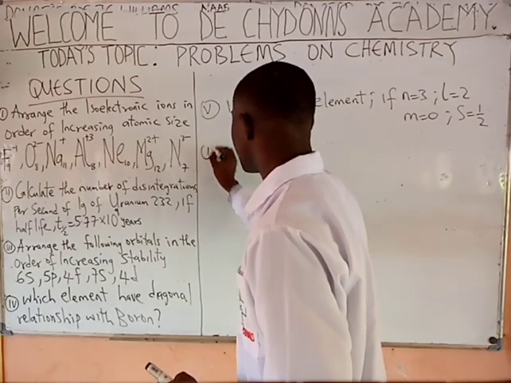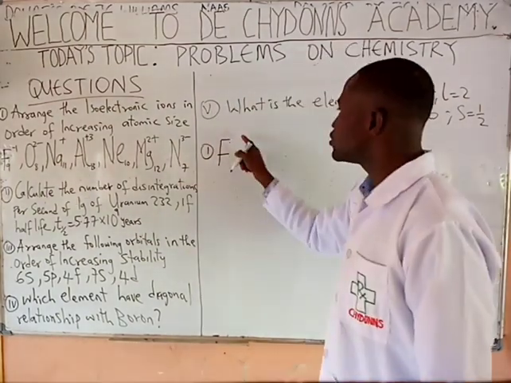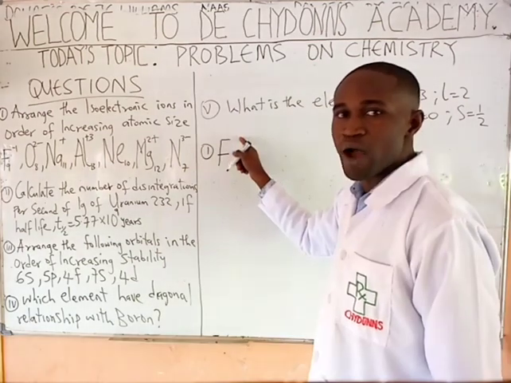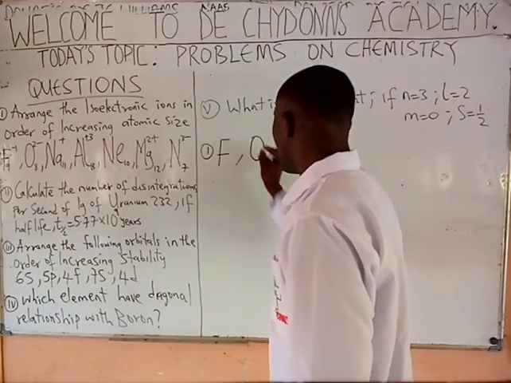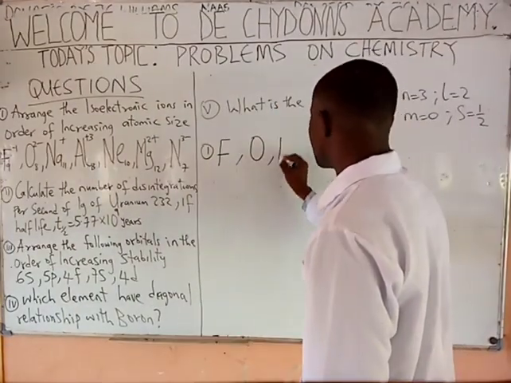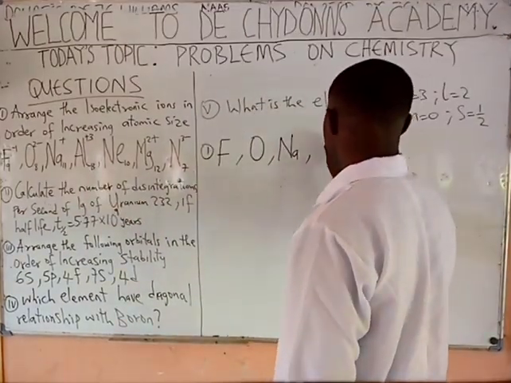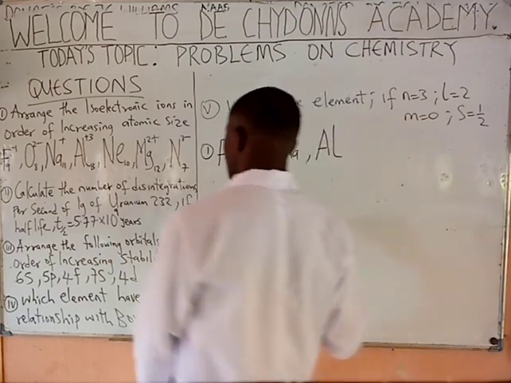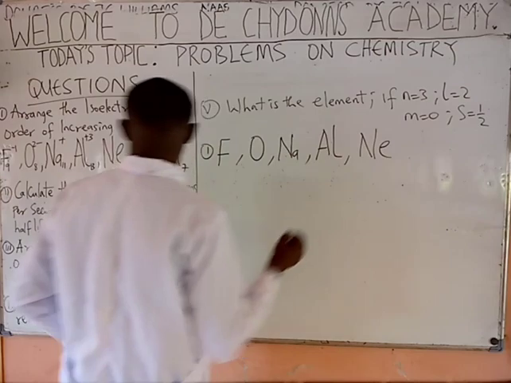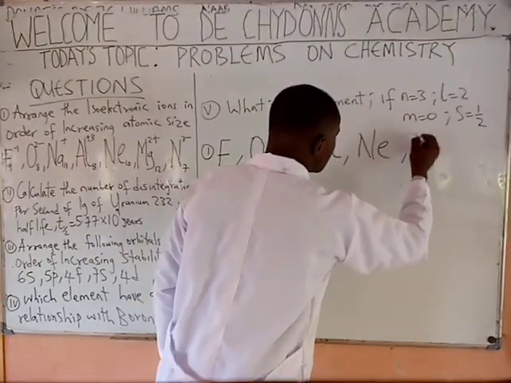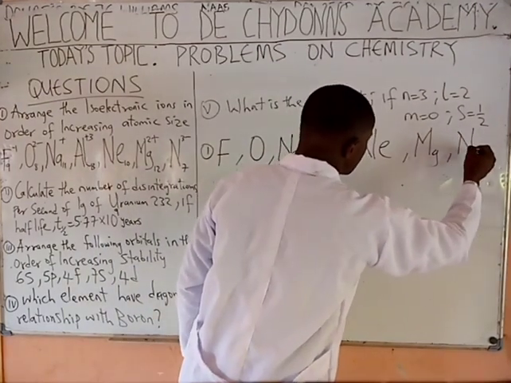For question number 1, write the neutral form of it. It will give you fluorine. Neutral form means no valency, no charge on that element. Oxygen is O, then sodium is Na. This is sodium, please, not nitrogen. Then aluminium is Al. Then the next one is neon. And the next one is magnesium. And the next one is nitrogen.